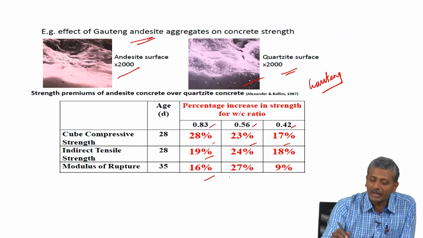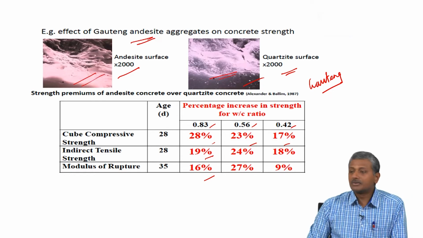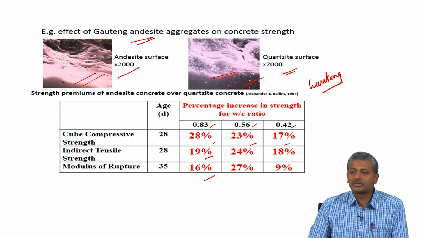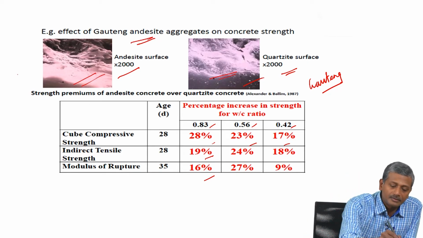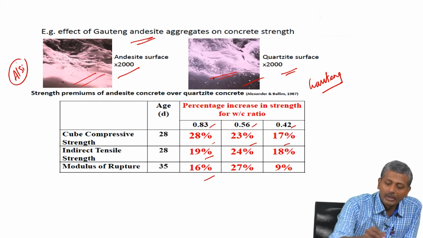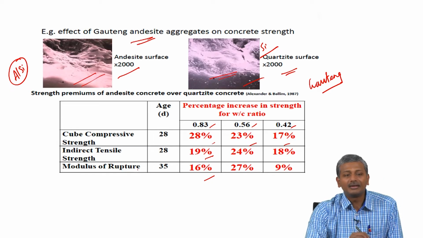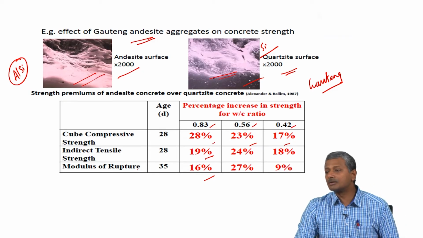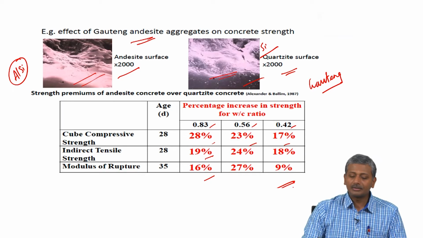So they went and did some microstructural analysis of the surface of the quartzite and surface of the andesite. They saw there were some differences in the structural layout, but more than that the mineralogical composition was quite different, because andesitic aggregate will be aluminosilicate, whereas quartzite will be mostly silicate. So there is some difference in the mineralogical composition of andesitic and quartzitic rocks. There is some difference in the textural features that you observe on the surface. That leads to this massive change in the strengths.